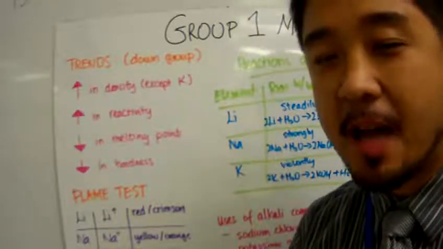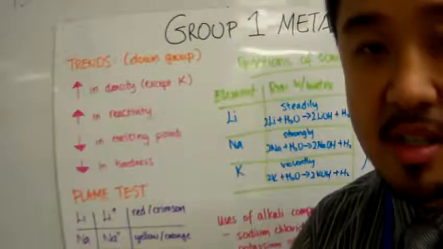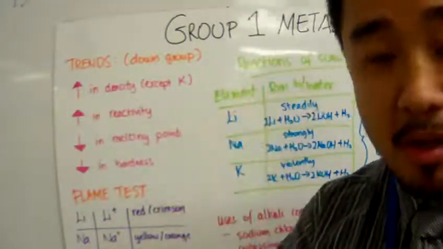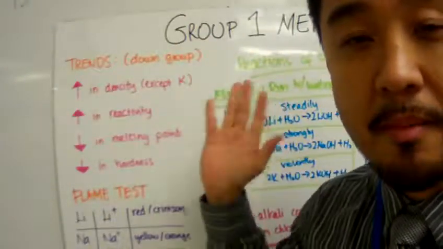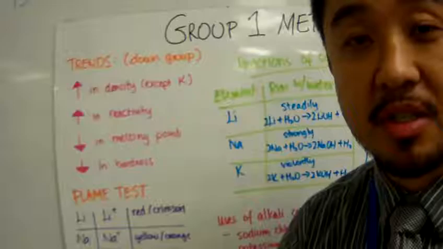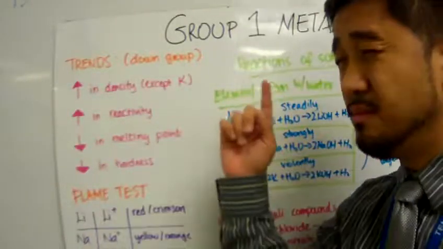We're going to talk about some of the group 1 metals in terms of their trends, the flame test, some examples of chemical reactions involving group 1 metals, and also some examples of uses. Let's get down to it.